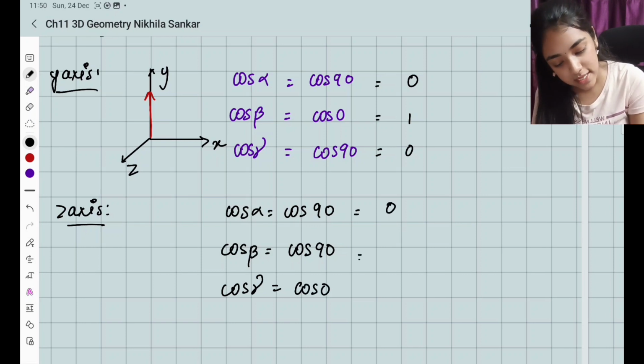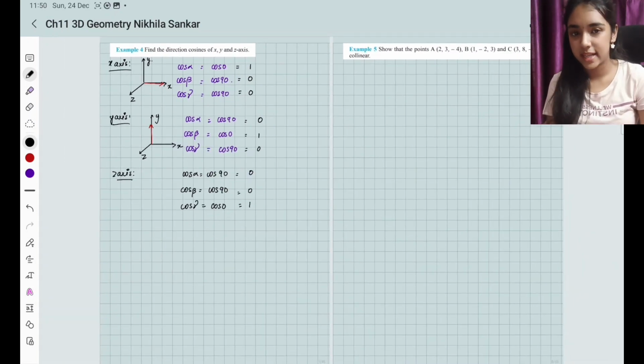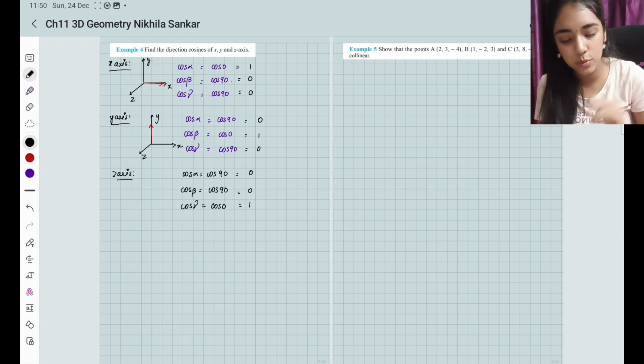So this is going to be 0, 0 and 1. So these are the direction cosines of x, y and z axis. புரிஞ்சுதா? ஒரு axis க்கும் தனித்தனியா கேஸ் எடுத்து போடணும்.